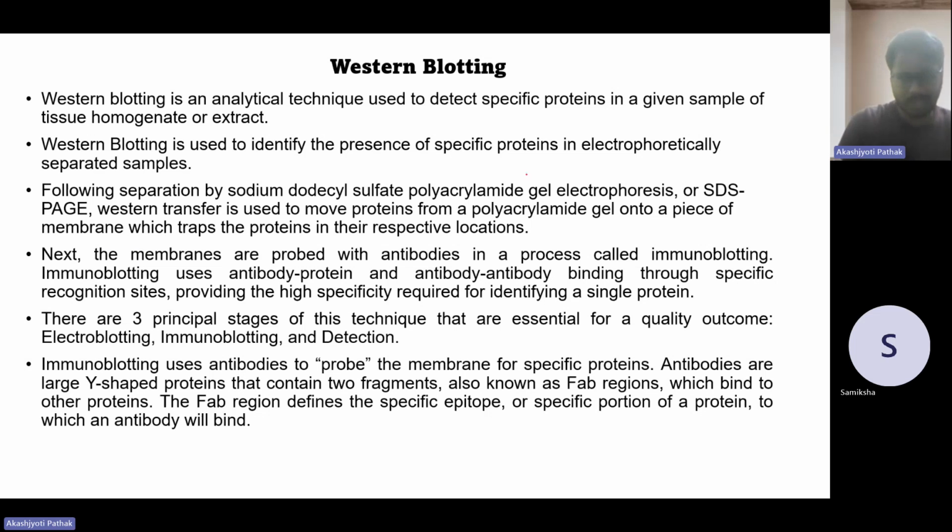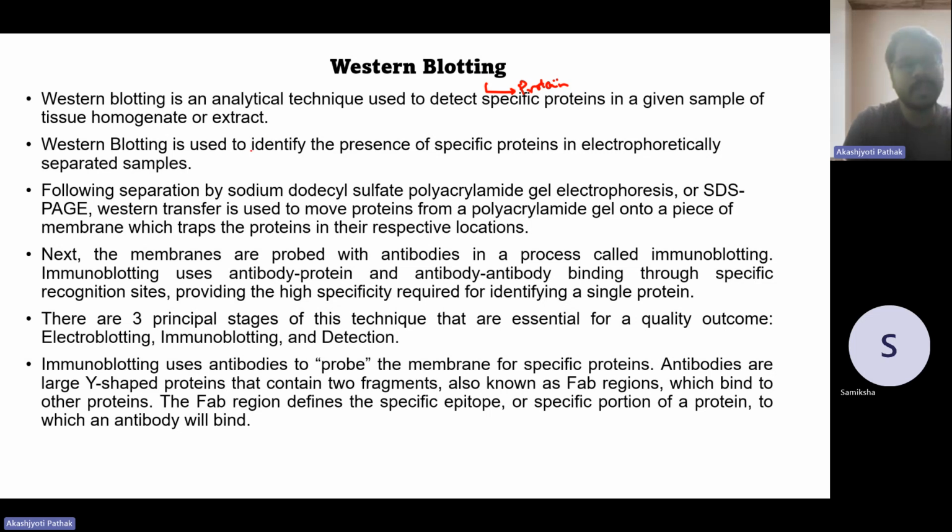Now the last concept for today is Western blotting. Western blotting is used for identifying proteins, analyzing the expression of proteins, or determining the abundance of a protein. If you want to analyze that, you will do Western blotting. It is an analytical technique used to detect specific proteins in a given sample of tissue homogenate or extract.